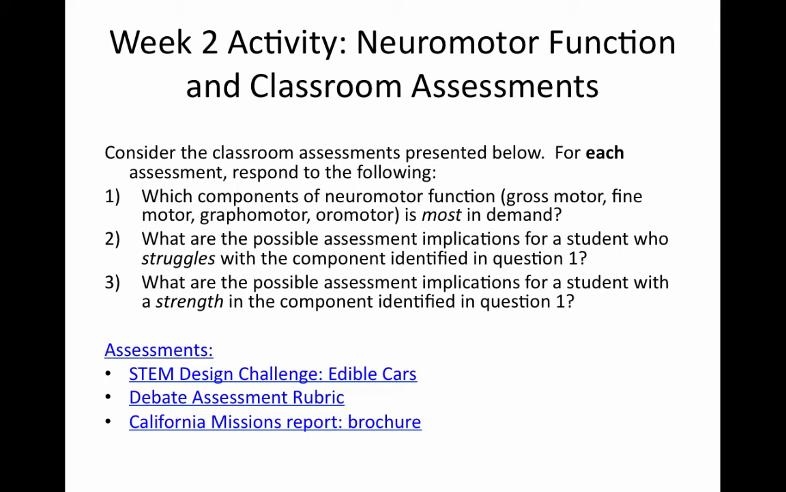of the assessments. So the first will be which components of neuromotor function, gross motor, fine motor, graphomotor, or oromotor, is most in demand in each of the assessments that you view. Then think about what are the possible assessment implications for a student who struggles with the component identified in question 1. So just like what happened in our activity we just went through, if you have a student who's struggling in one of these components of neuromotor function, what might happen when they're being assessed about learning of a different sort? In what ways might it be complicated by neuromotor function?